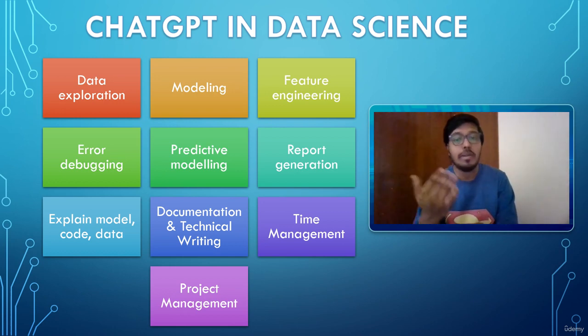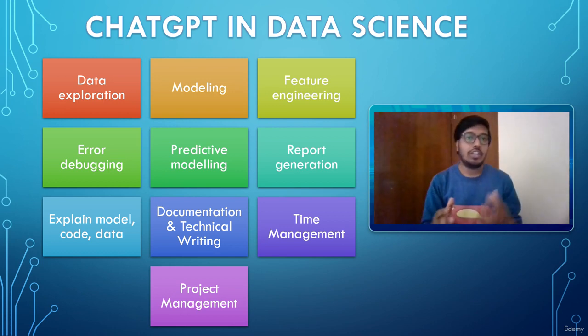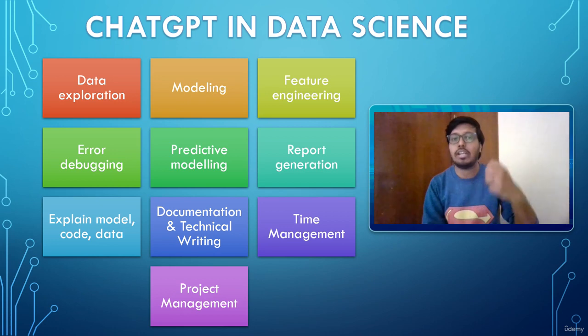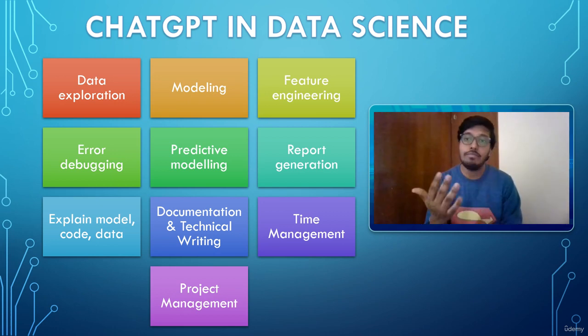And then we have documentation and technical writing. You give ChatGPT information about a piece of software or a programming concept, and it can generate clear and comprehensive documentation. You give ChatGPT a topic related to data science, and it can generate an informative and well-written article or blog post on the subject.